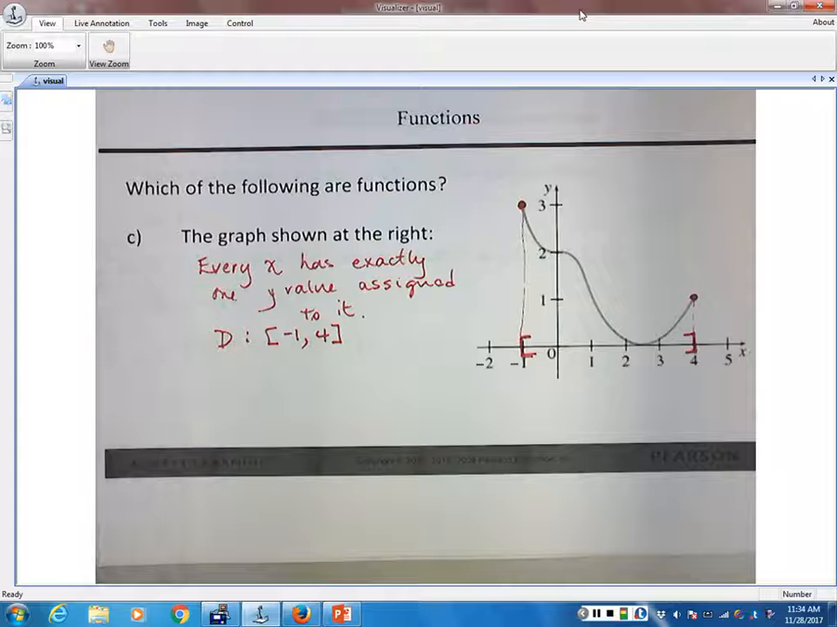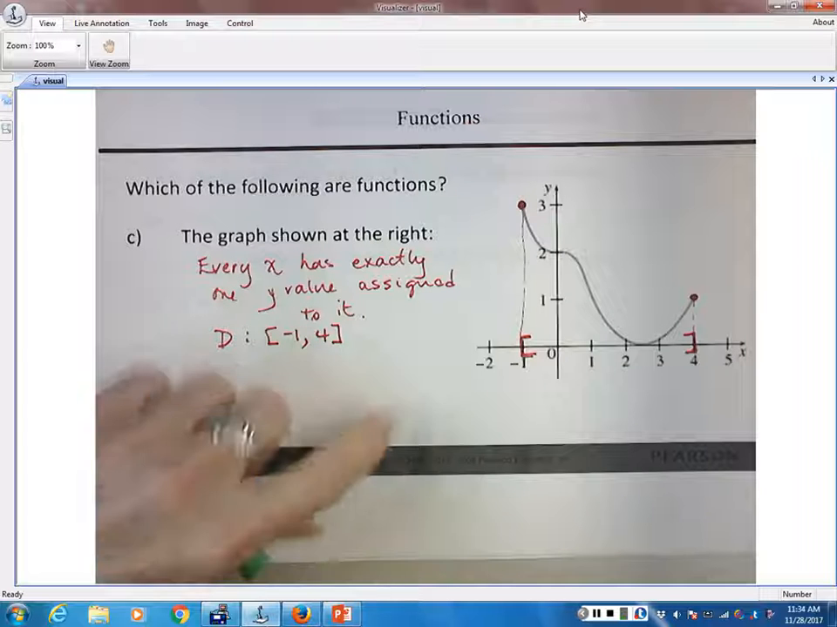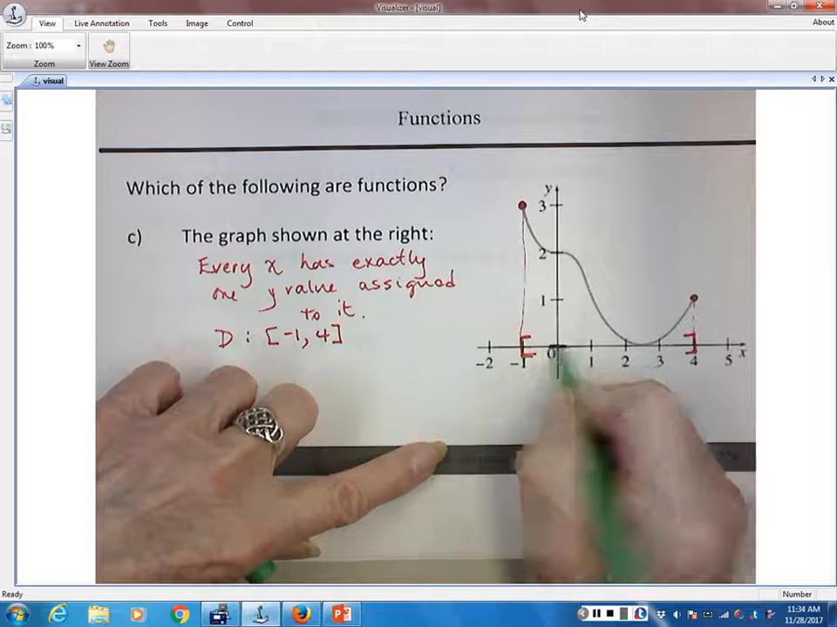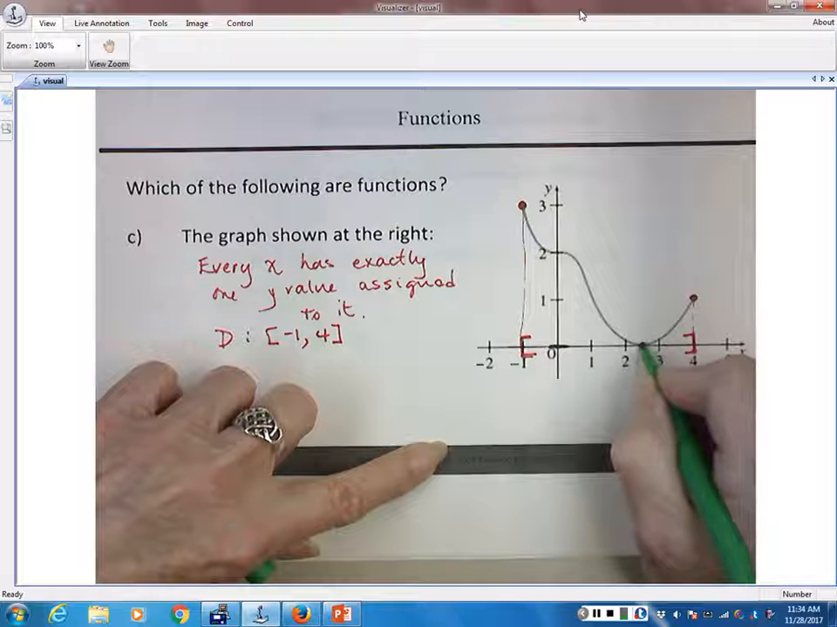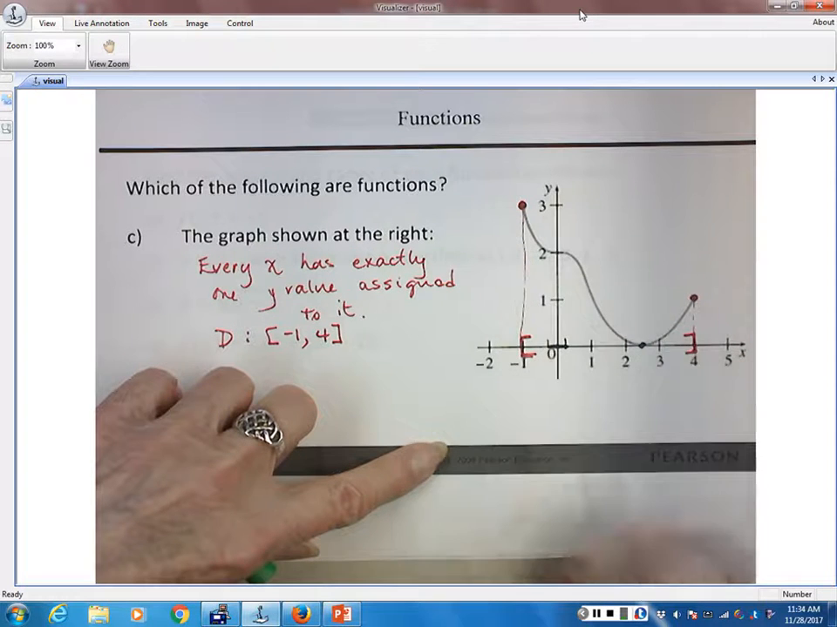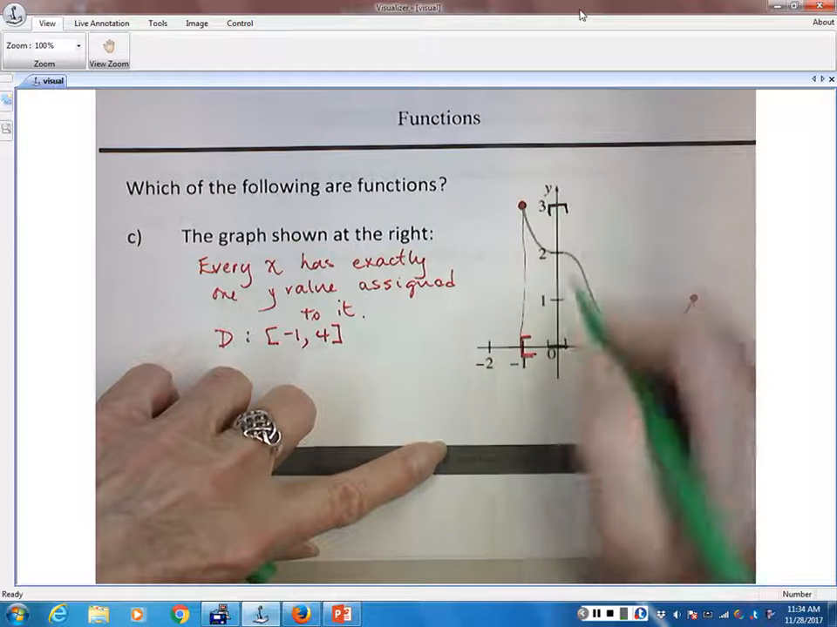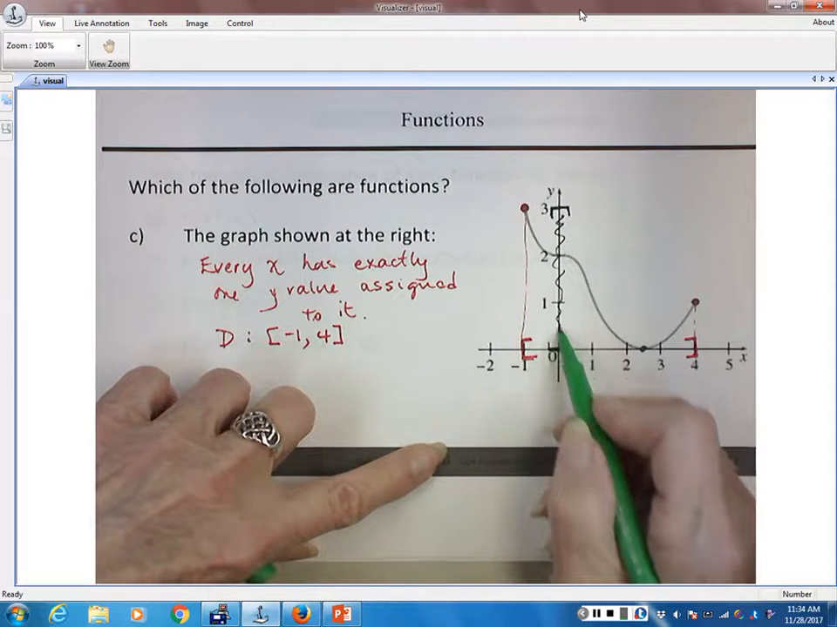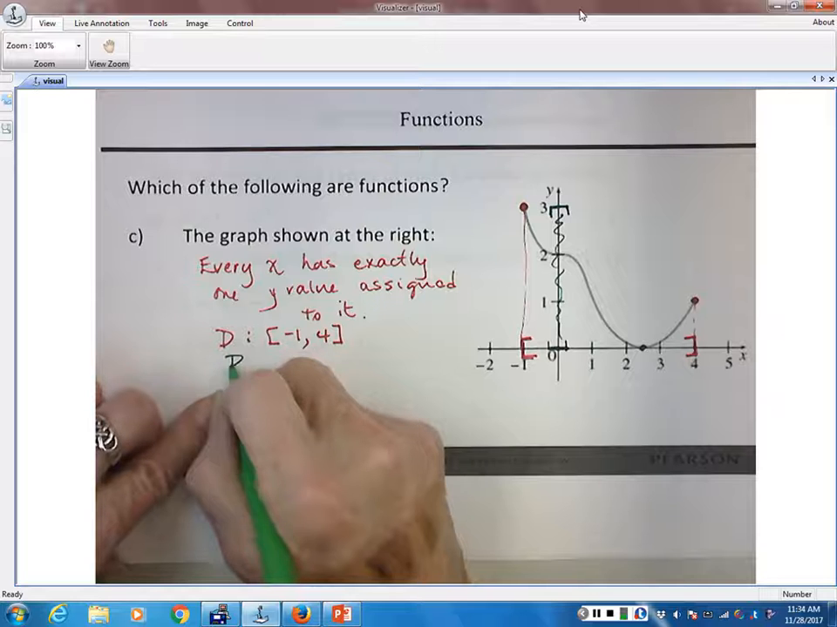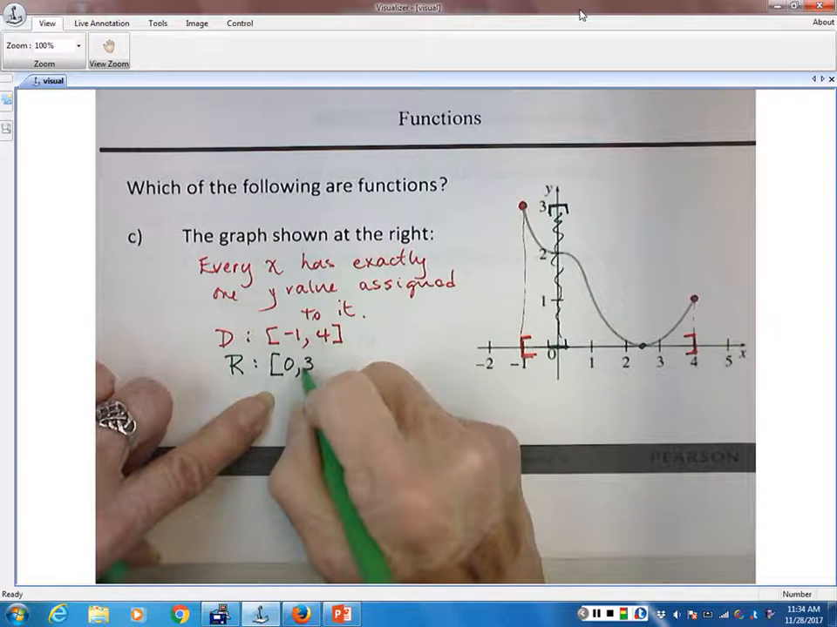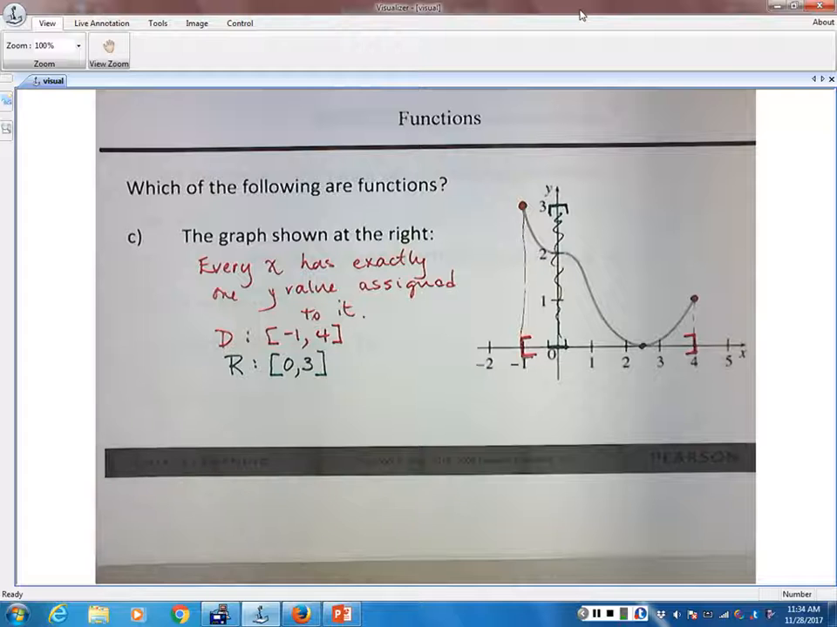And then your range values, since as far down as this goes is 0, and as high as it goes is 3, then my range is everything in between. It includes 0 all the way up to and including 3. So you should be able to look at a graph and tell what the domain and range are.